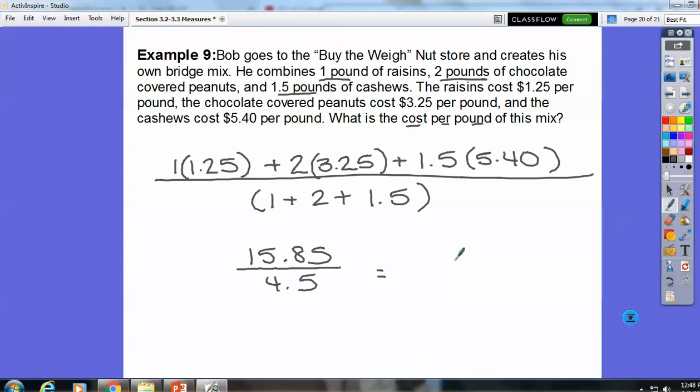This is, remember, a cost. So how are you going to have to round it? 2 decimal places. So we get that this cost is $3.52 per pound.